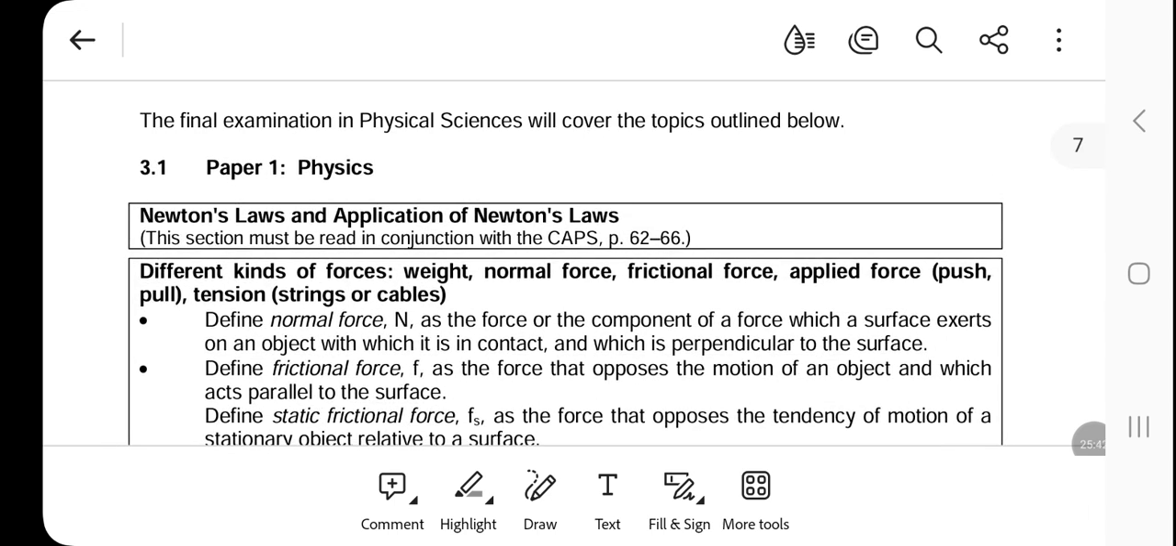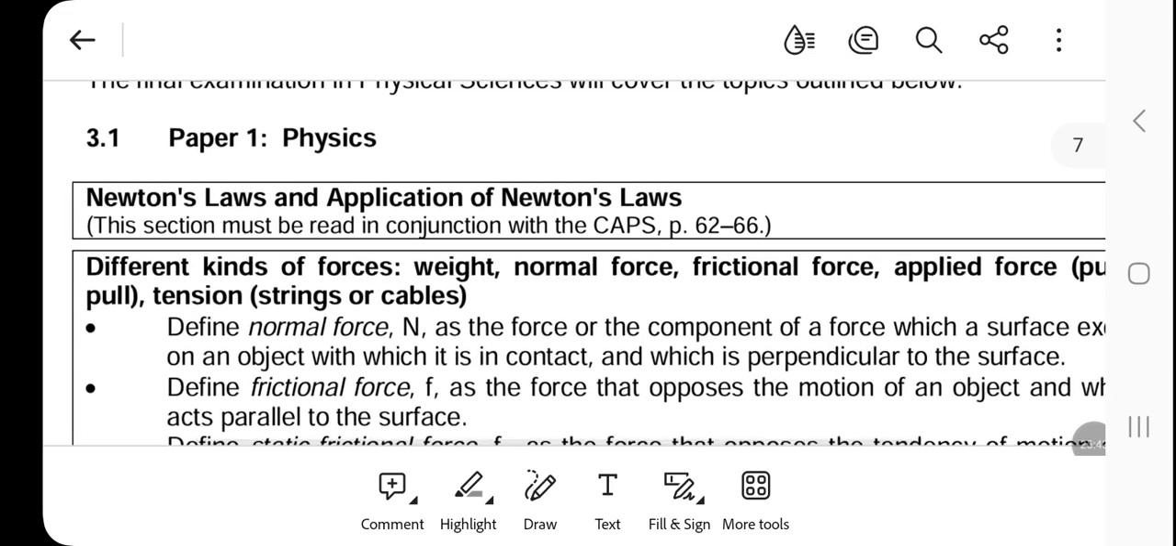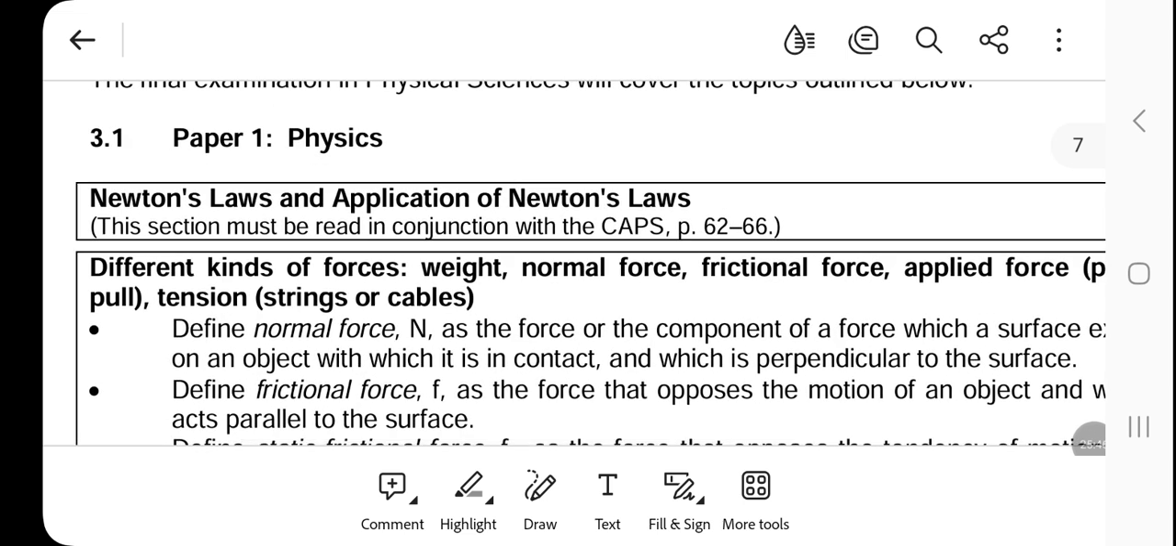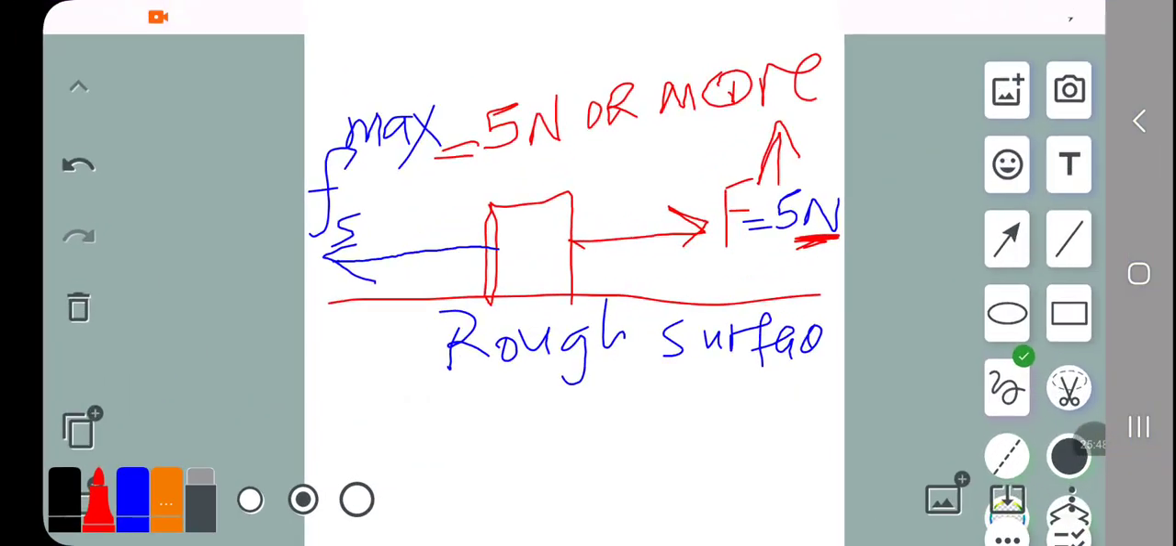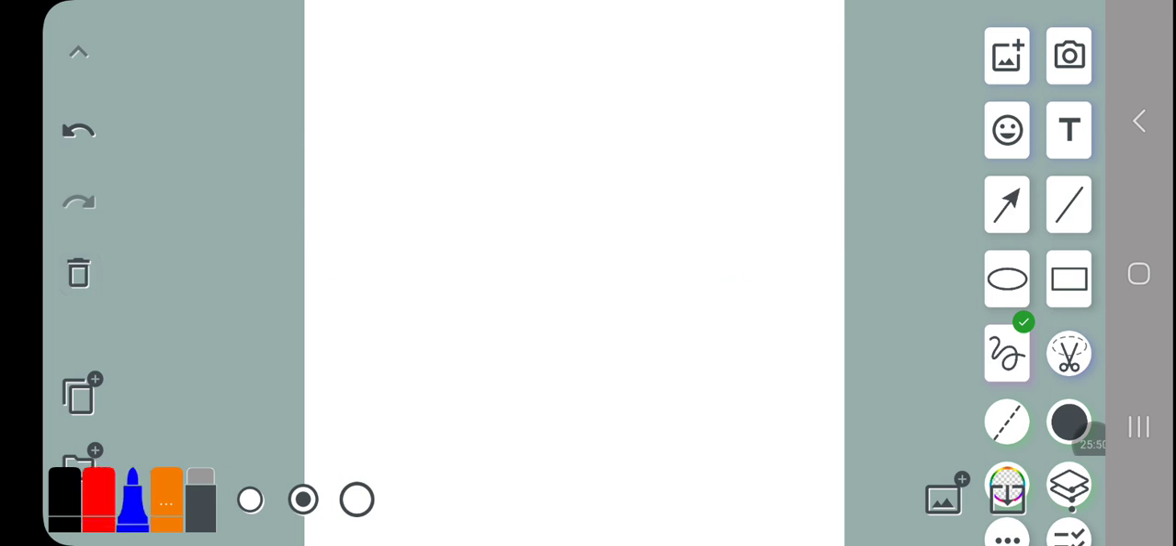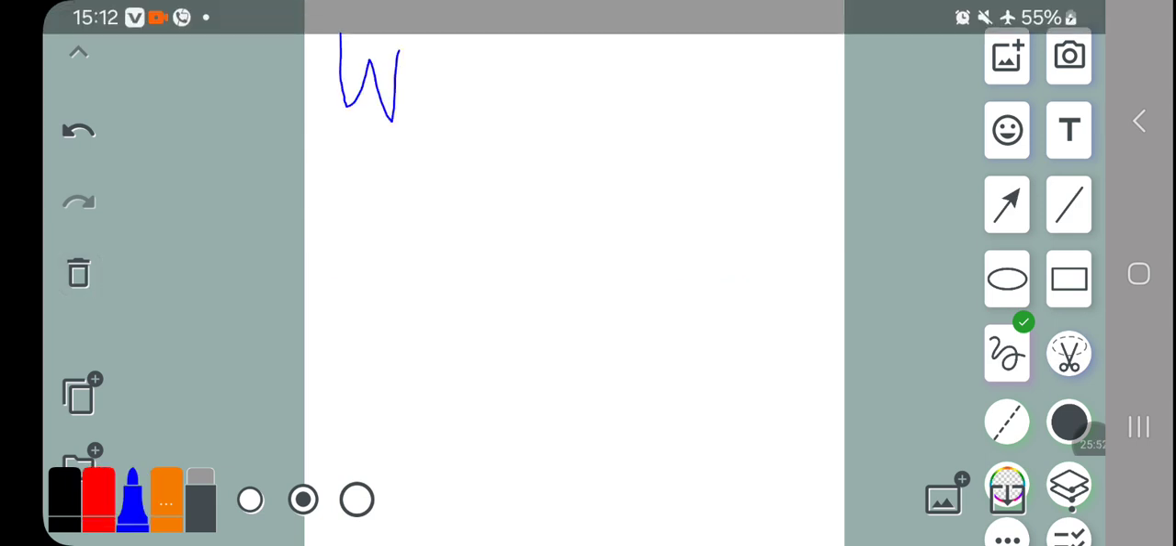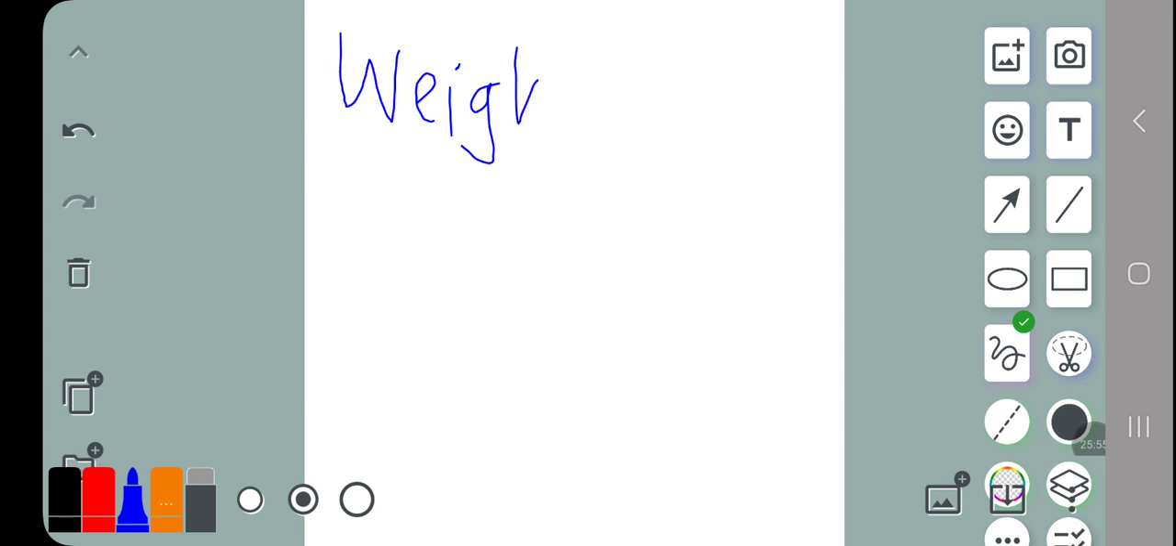But as you can see here, guys, we did normal force from here. Different kinds of forces, weight. Yeah, I think I was missing this one. Weight, guys. I think in your exam they will not ask you the definition for weight, but you must know how to draw it. You must know what the direction of the weight is.